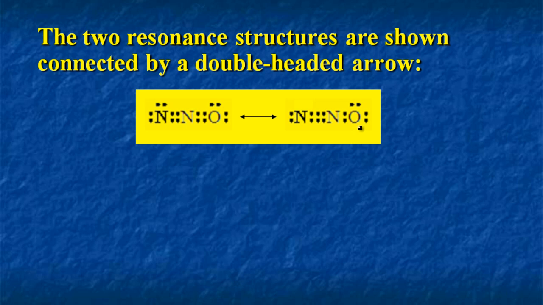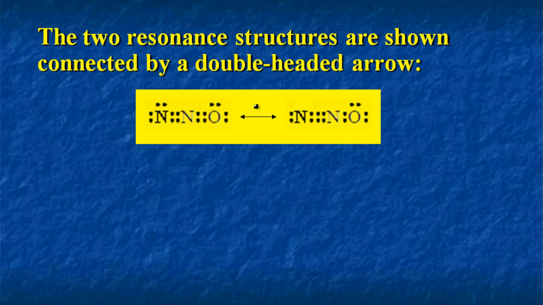Anyway, when we have resonance structures, what we do is draw both structures and put a double-headed arrow between them. So when you see two structures with a double-headed arrow like that, that means both are the same molecule, different resonance structures.